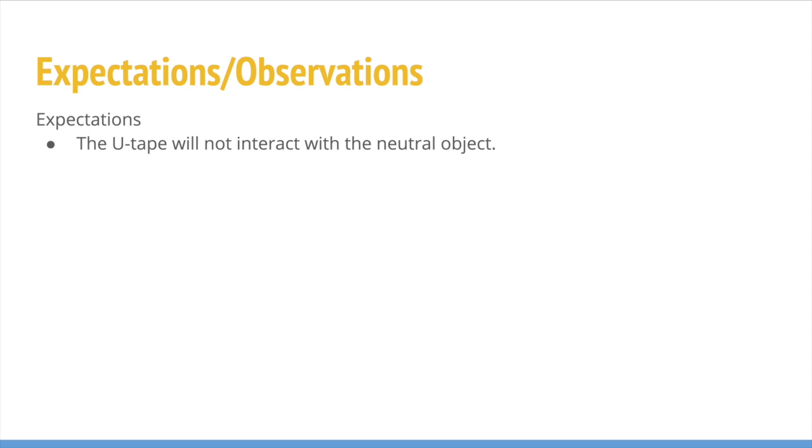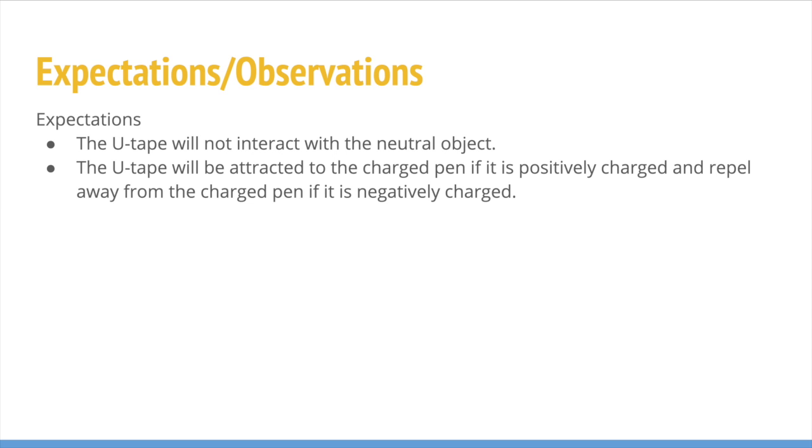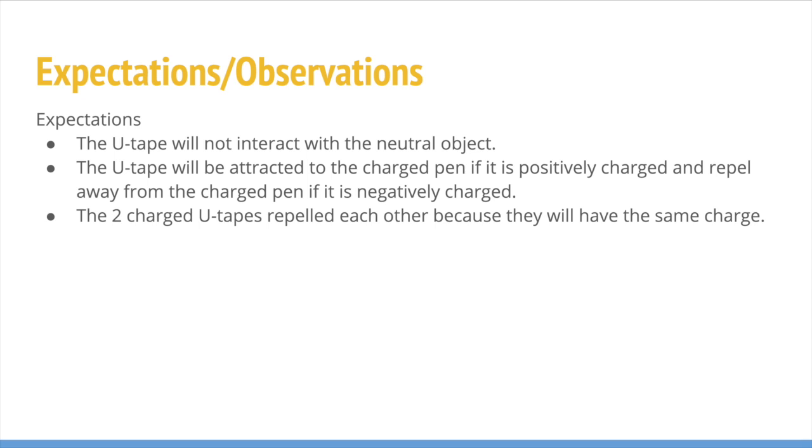So I recorded some expectations before my experiments and recorded my observations during the experiment. For my expectations, I expected the U-tape to not interact with a neutral object. I expected the U-tape to be attracted to the charged pen if it was positively charged and repel away from the charged pen if it was negatively charged. I then expected the U-tapes to repel each other because they will have the same charge.